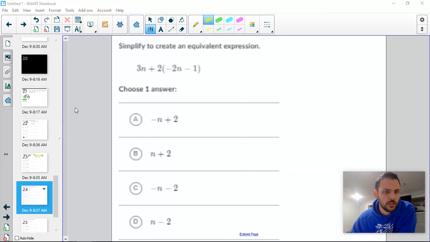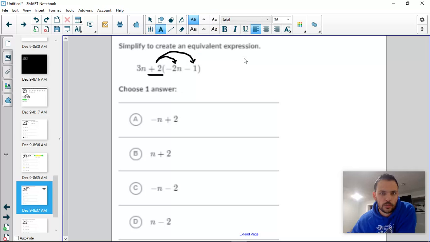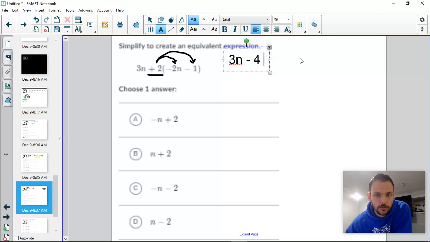All right, so here is our next one. Looks like this time we just have to do distributive property once. We have a plus 2 here. So we're going to multiply that times the negative 2n and times the minus 1. First of all, I still have the 3n. Don't forget about the 3n. Now the plus 2 times the minus 2n. Positive 2 times negative 2 is negative 4, so I'm going to put minus 4 in. And then 2 times the minus 1 is going to be minus 2.